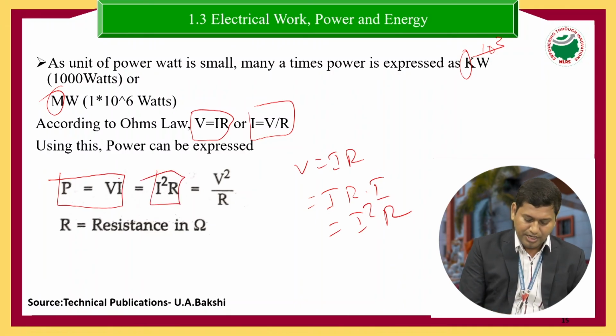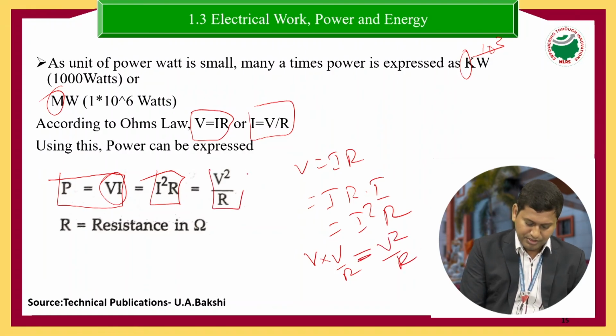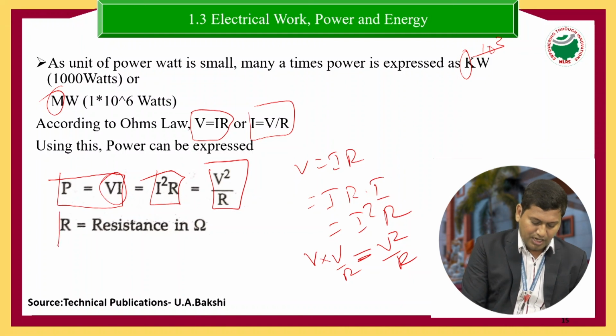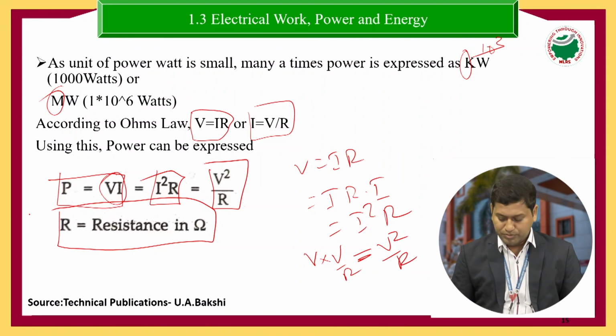Next, again we have I equal to V by R. If I apply I equal to V by R here, what is happening? V into V by R, so I am going to get V square by R. So this is V square by R. Here what is R? R is resistance in ohms.